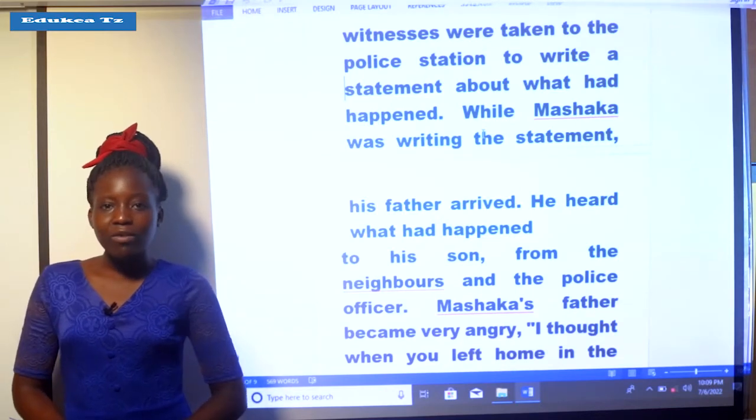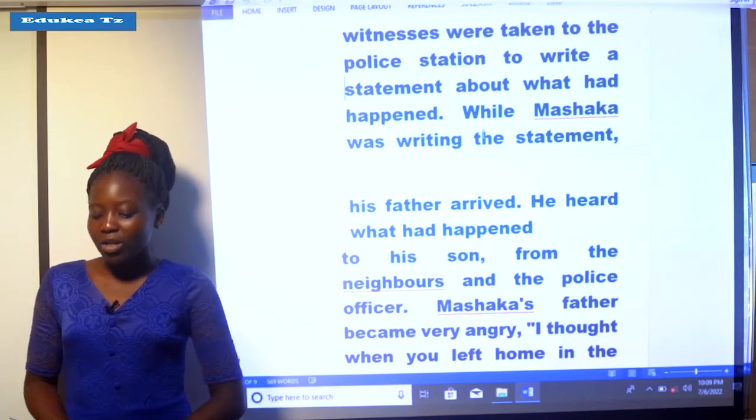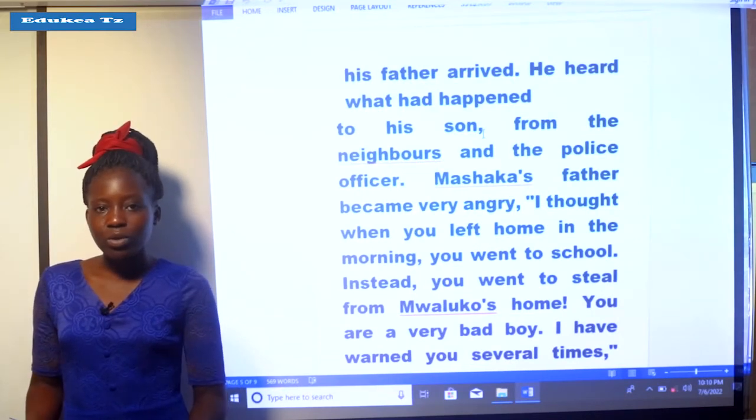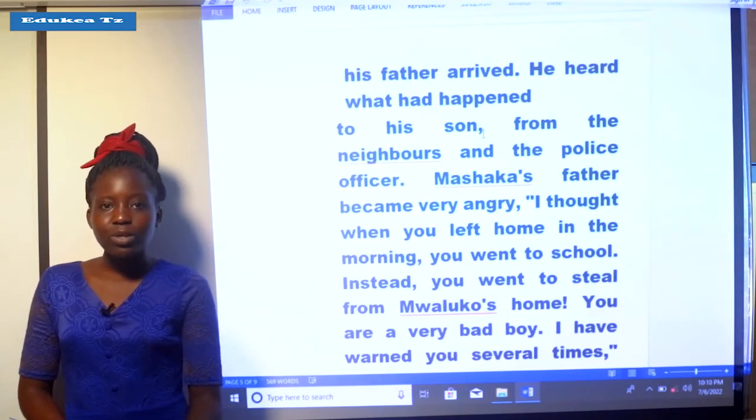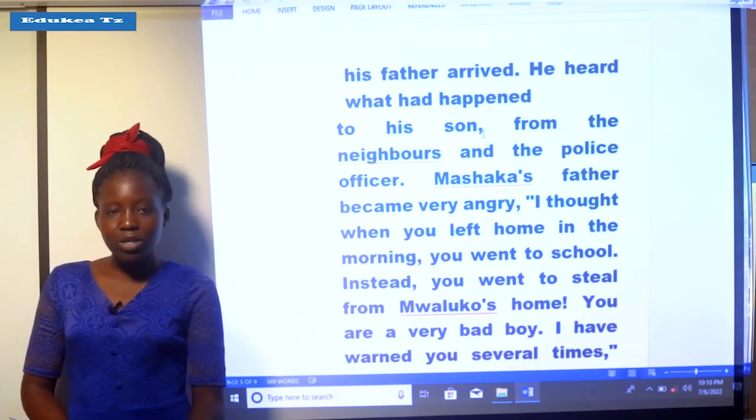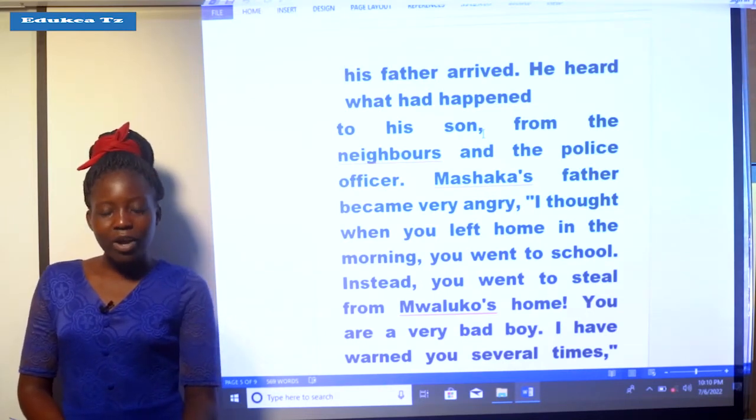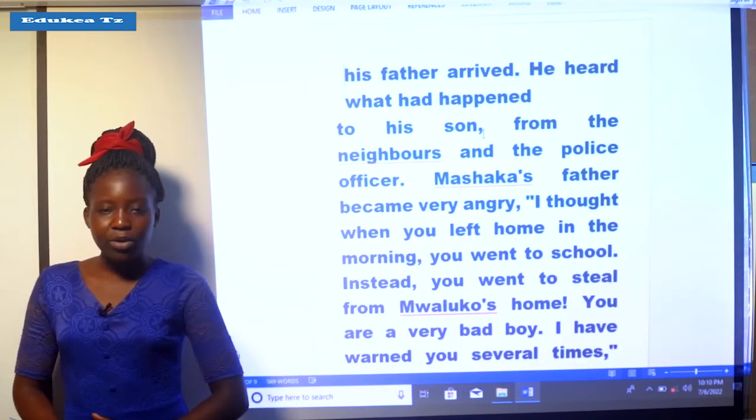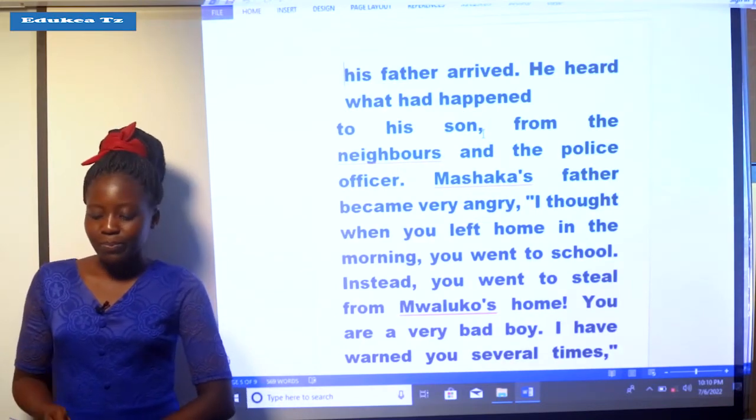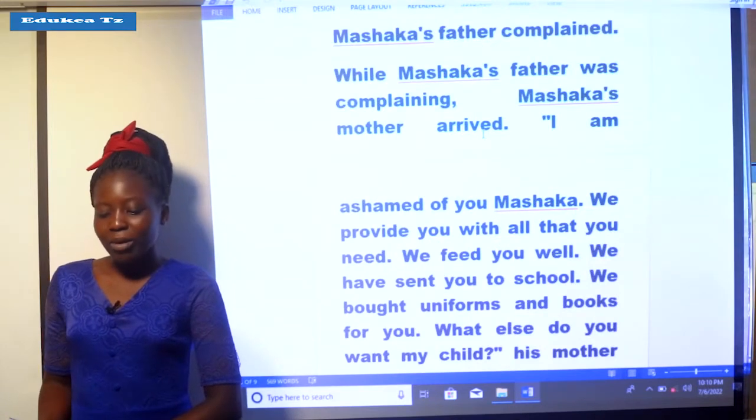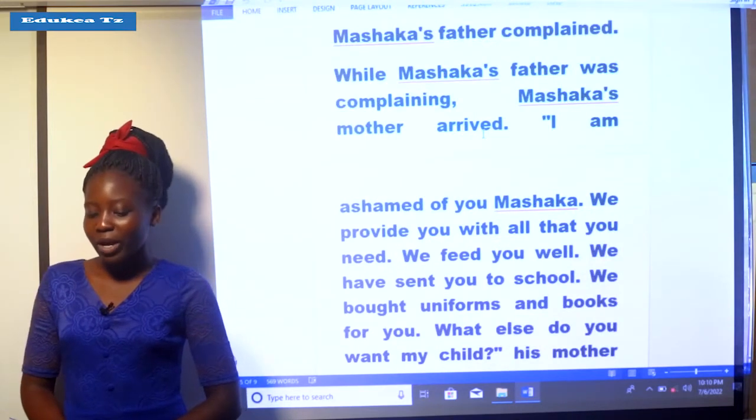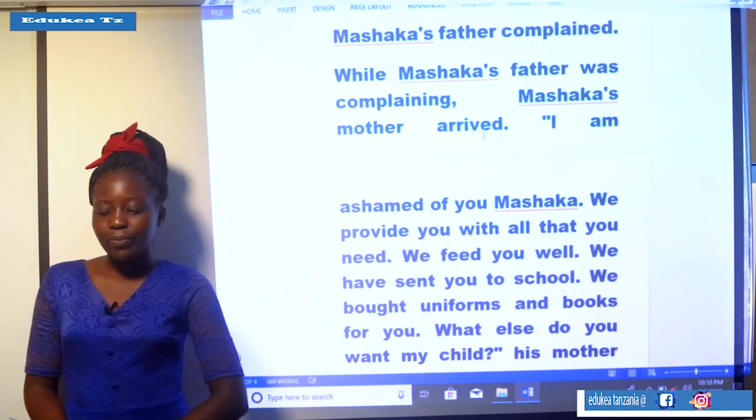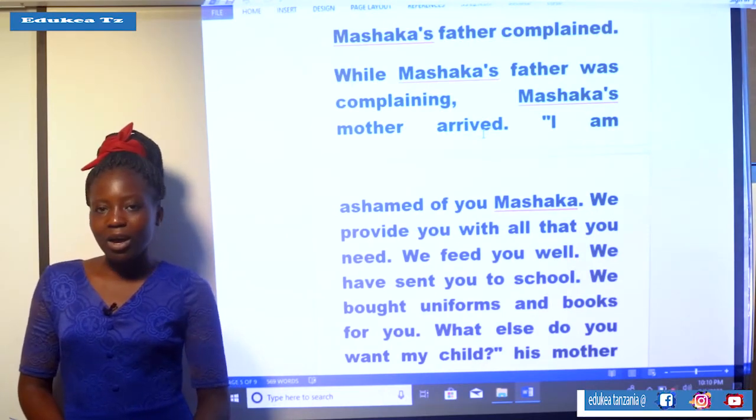"I thought when you left home in the morning, you went to school. Instead, you went to steal from Mwaluko's home. You are a very bad boy. I have warned you several times." Mashaka's father complained. While Mashaka's father was complaining, Mashaka's mother arrived.